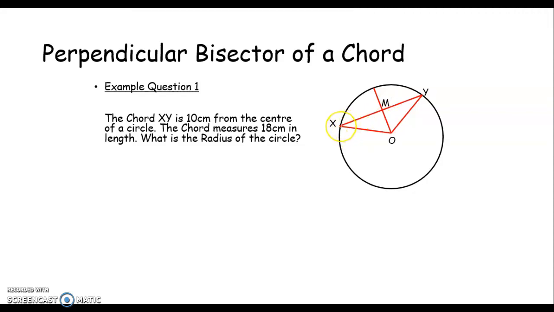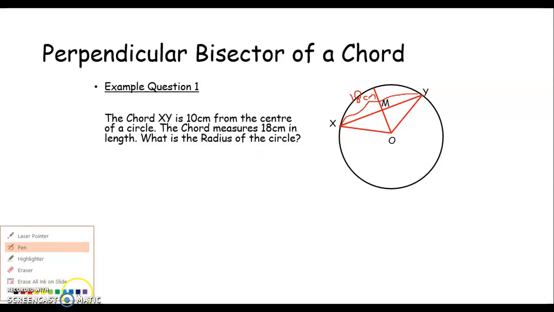So we know that this whole chord is 18 centimeters. That's what we know. And we also know that the chord is 10 centimeters from the center of the circle. So from the center to the chord, that's going to be 10 centimeters. And we want to know what the radius of the circle is, so we want to know this.